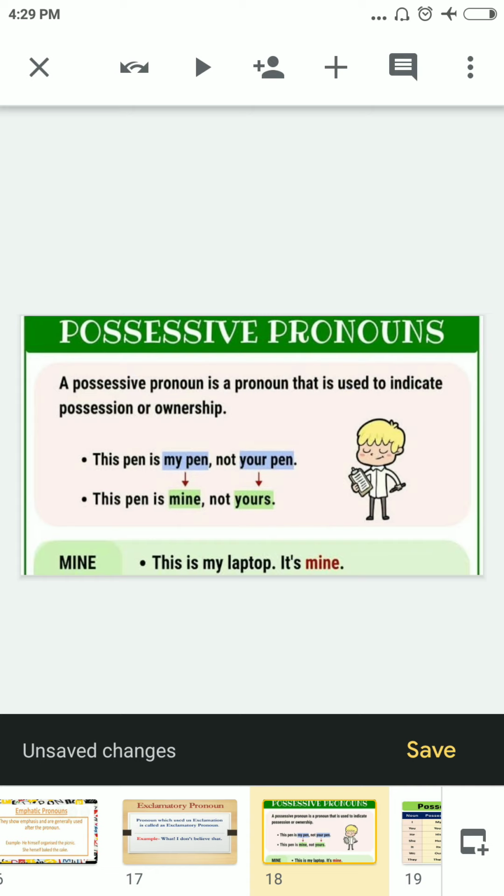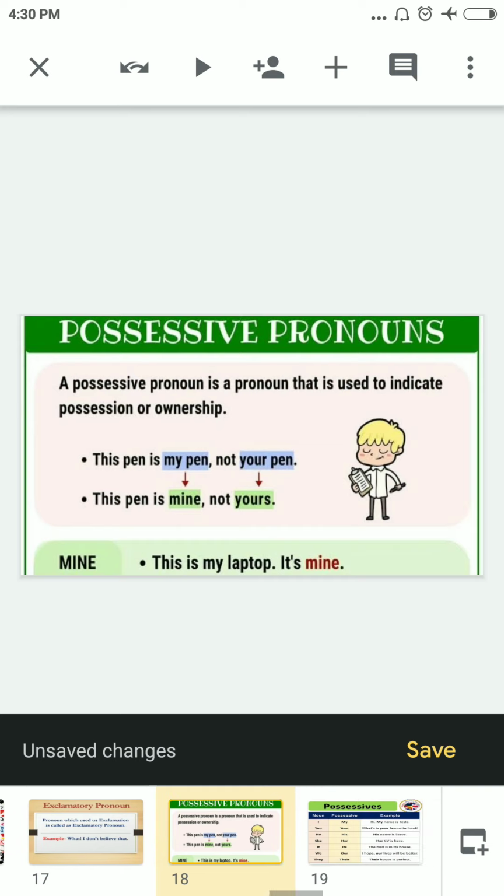This pen is mine, not yours. Okay, so here, mine, this is my laptop, it's mine. Okay, so here also, in these examples also, mine and yours, they are showing the possession. Okay, they are showing the ownership. So in the next example, in the second example, I am saying this pen is mine, not yours. Okay, the same sense we are having, that I am talking and I am showing the ownership of the pen, that is my pen, this is my pen.